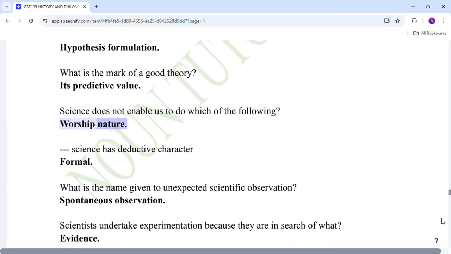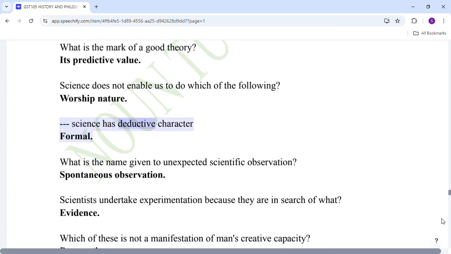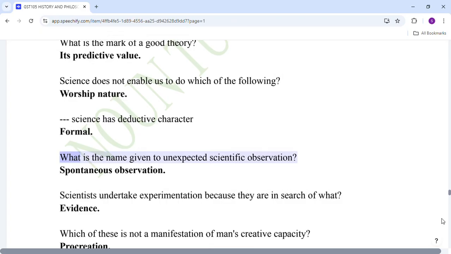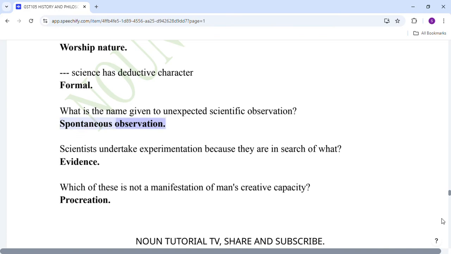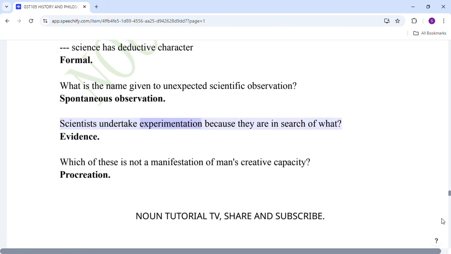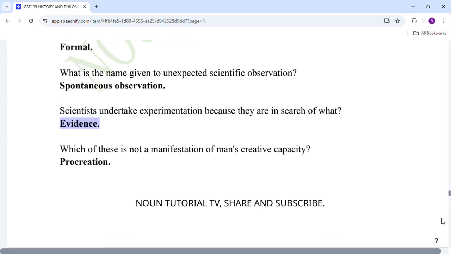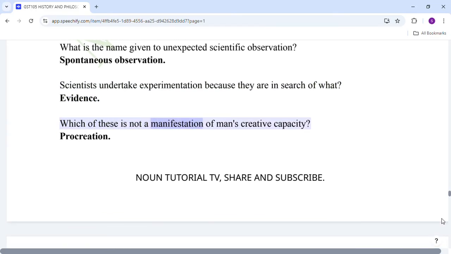Science has a formal deductive character. What is the name given to unexpected scientific observation? Spontaneous observation. Scientists undertake experimentation because they are in search of what? Evidence. Which of these is not a manifestation of man's creative capacity? Procreation.